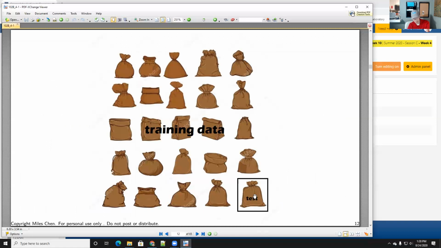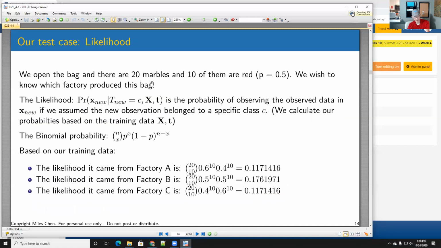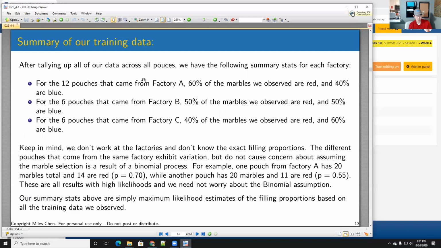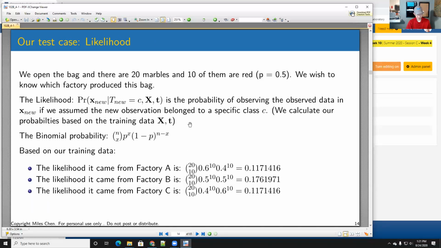Okay, so this is the setup. Now we go back to the test case and open it up. When we dump it out, 50% of the marbles are red: 10 out of the 20 marbles are red. We want to know the probability it came from factory A, B, or C. Remember, in our observed data factory A is 60% red, factory B is 50% red, and factory C is 40% red. So we're going to calculate the likelihood.